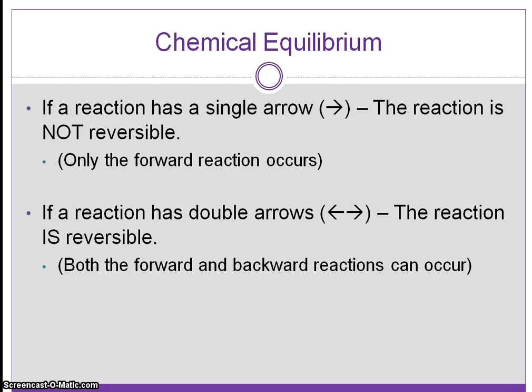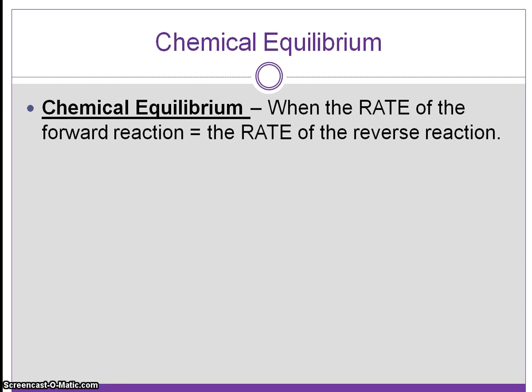When you see that double arrow, that means it's at chemical equilibrium. And the problem with equilibrium is that you hear the little word "equal" inside that word, and so it's tempting to think that it means you have equal amounts of products as you have reactants, and that's not what it means at all. Chemical equilibrium is when the rate of the forward reaction is equal to the rate of the reverse reaction.